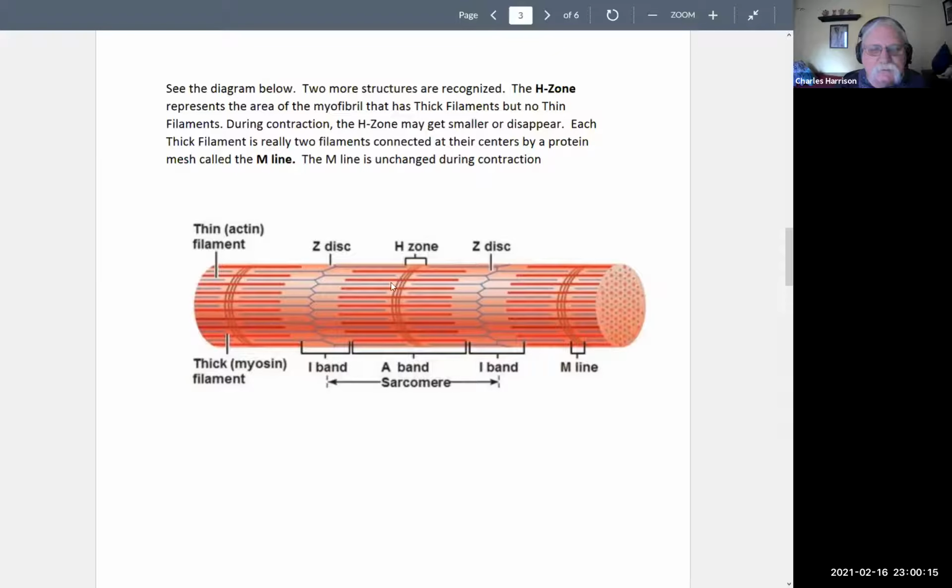The area from the end of one thin filament, a thin filament attached to the Z disc, heads in towards the middle. The midline is here, but not labeled. And there's a space in between. This is called the H zone. The H zone has only thick filaments.